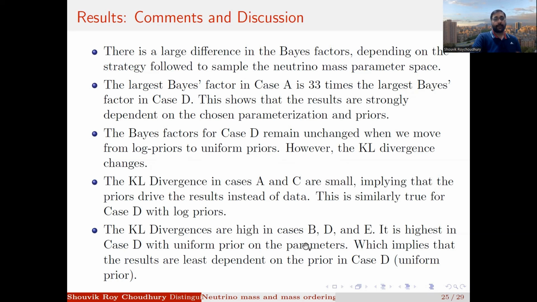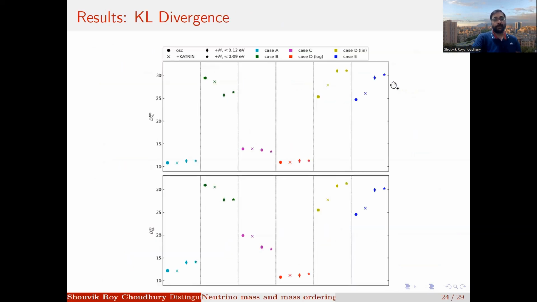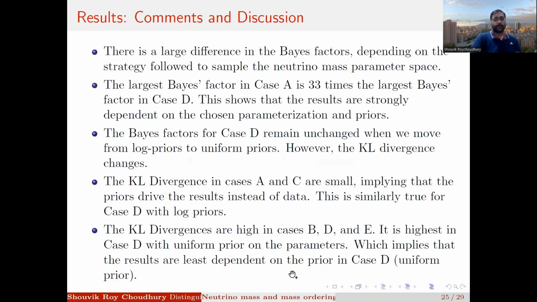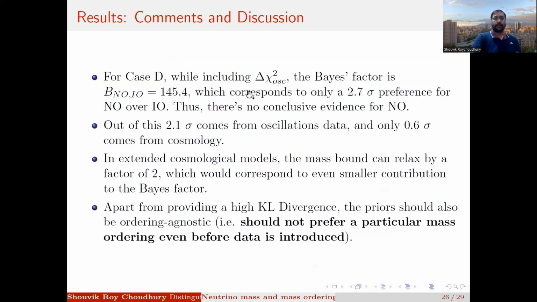And we find that the KL divergences are high in B, D, and E, where case D has uniform prior. And so this implies that the results are least dependent in these scenarios on the prior choices. So for case D, we get a Bayes factor, as I said, which is 145, which corresponds to a non-conclusive or 2.7 sigma preference for normal ordering. And out of this, 2.1 sigma comes from oscillation data and only 0.6 sigma from cosmology.